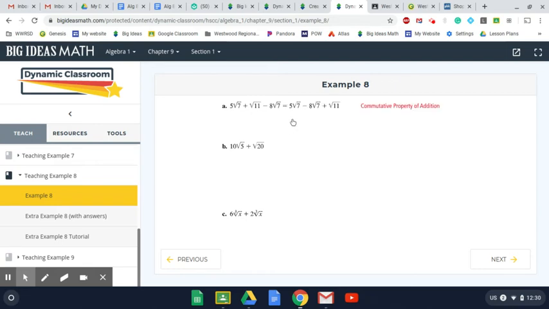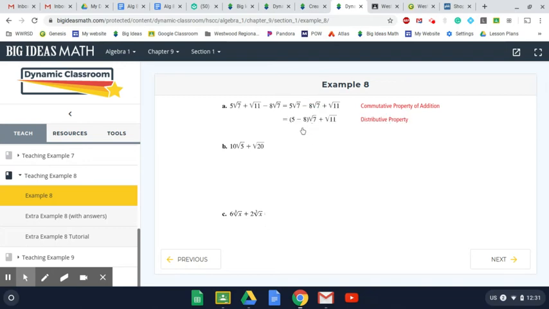So we are going to put the square root of 7s next to each other just using the commutative property. So I notice that these are like terms. Next, let's combine them. When we combine them, we only combine the numbers in front of the radicals. So that's the 5 and the negative 8. The radicands, the 7s, remain the same.